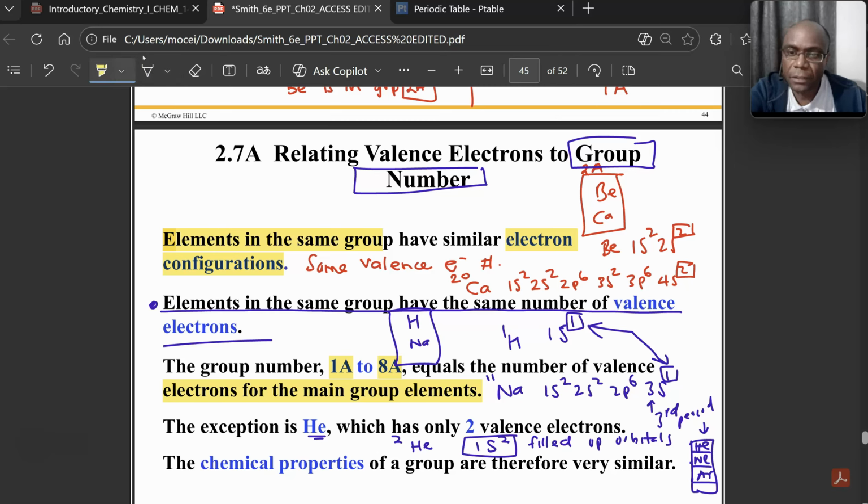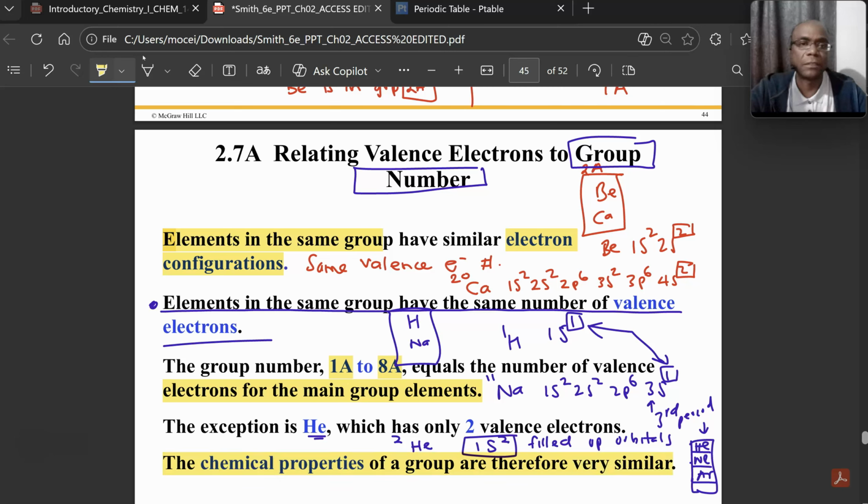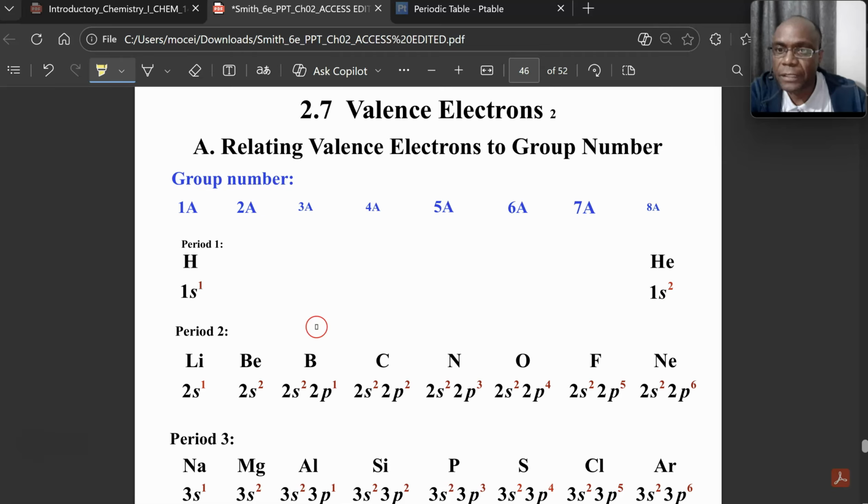Now, since elements in the same group have the same number of valence electrons, the chemical properties and chemical reactivity of elements in the same group will be very similar. Either they react by losing 2 electrons, 1 electron, gaining 1 electron, gaining 2 electrons, gaining 3, and so forth. So this is a summary to show you the relationship.